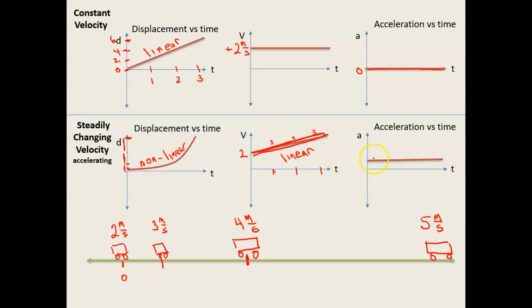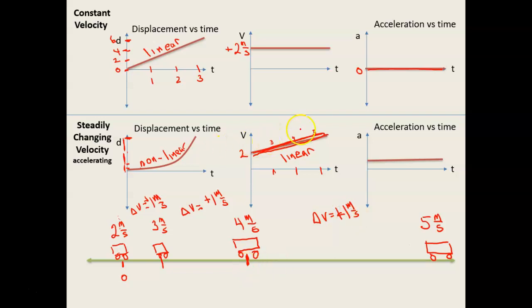All right, and how will acceleration look when we have a steadily changing velocity? Well, in this case, our velocity went from 2 meters per second to 3 meters per second. So our change in velocity during this second was 1 additional meter per second. And then we went from 3 meters per second to 4 meters per second, so our change in velocity was 1 meter per second of additional velocity. And when we went from 4 meters per second to 5 meters per second, our change in velocity was 1 additional meter per second.